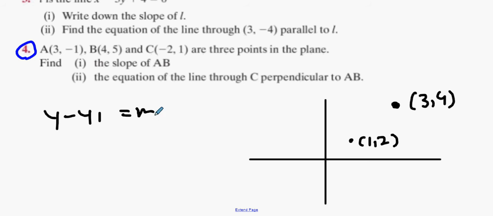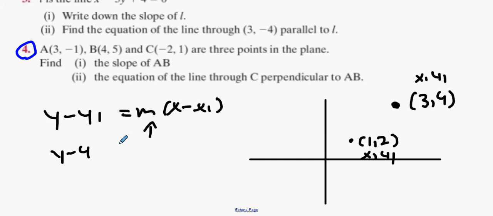Everybody remember this formula here? Okay. M stands for what? Slope. You use the slope formula. Everybody cool with that? Slope formula gets the slope. And then you can choose either point to be your x1, y1. So you'll have y minus 4 equals whatever your slope is, and then x minus 3. What would be the slope of this out of interest? 2 across and 2 up is a slope of 2 over 2, which is a slope of 1.